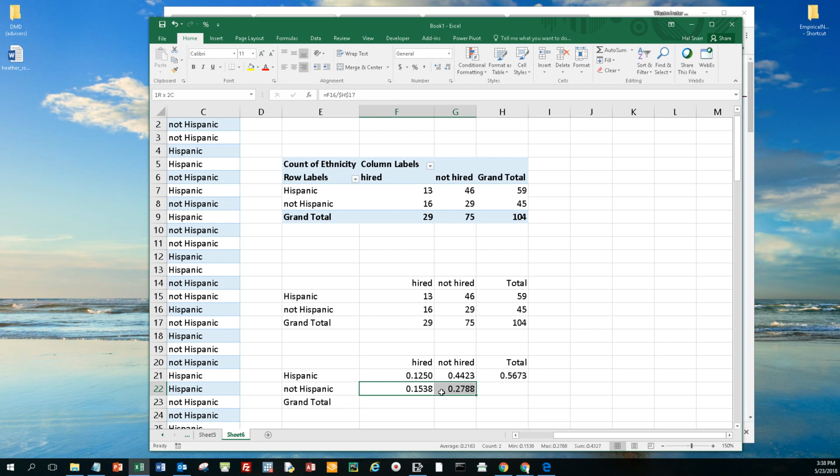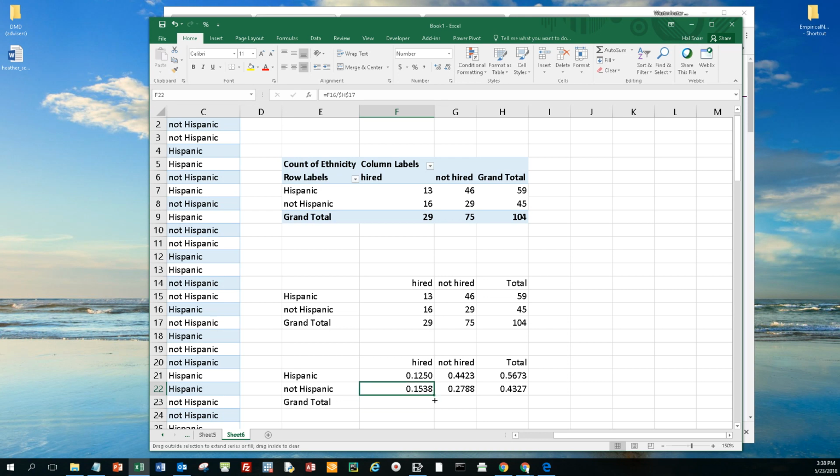So again, I can just add these two together, or I can just drag this down, and I get 45 divided by 104. 45 is the number of non-Hispanics that were applicants, and 104 is the number of applicants. And these two things are called marginal probabilities because they're on the margin of this table. Now, for hired, I can just add these two together, and I get the probability of hired.